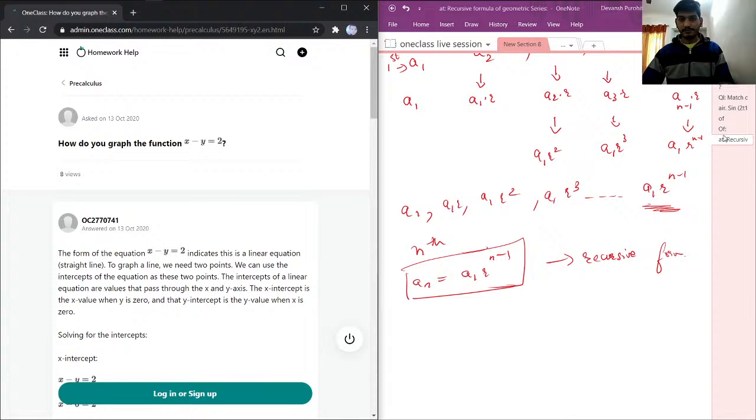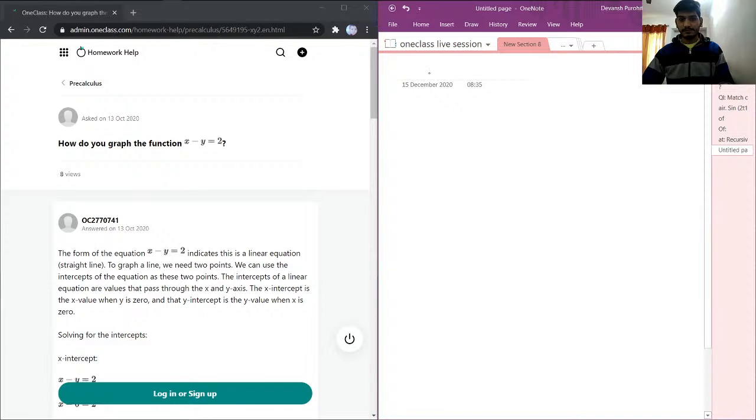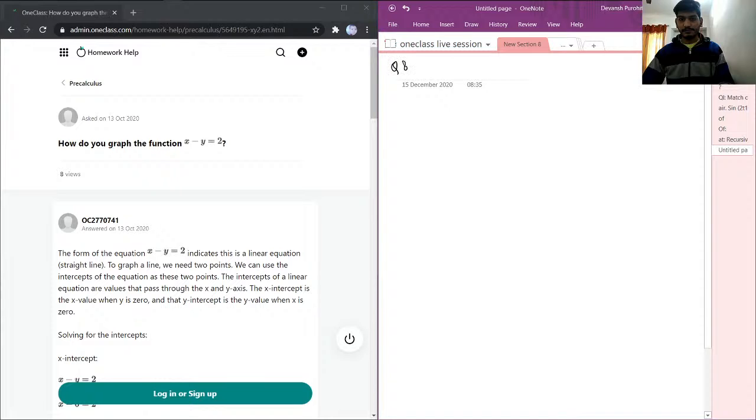We have one more graphical question. Question number... we need to graph x, y equal. I'll just rearrange this equation in terms of y. This will be y equal to x minus 2.